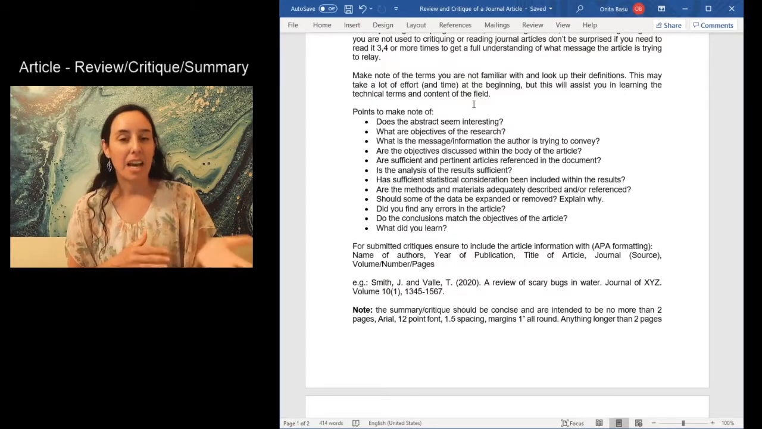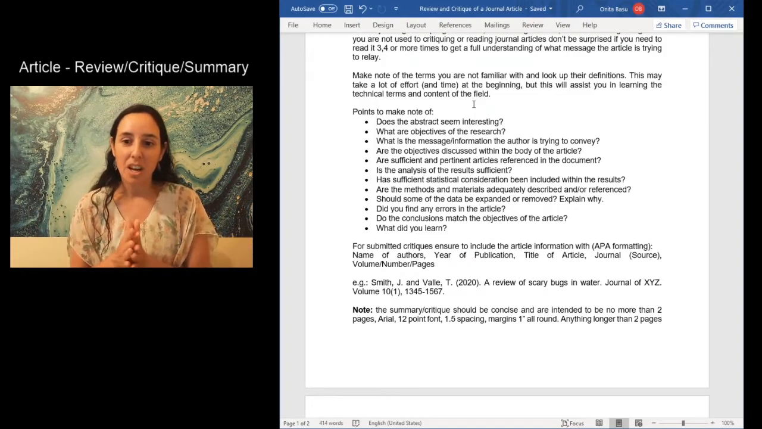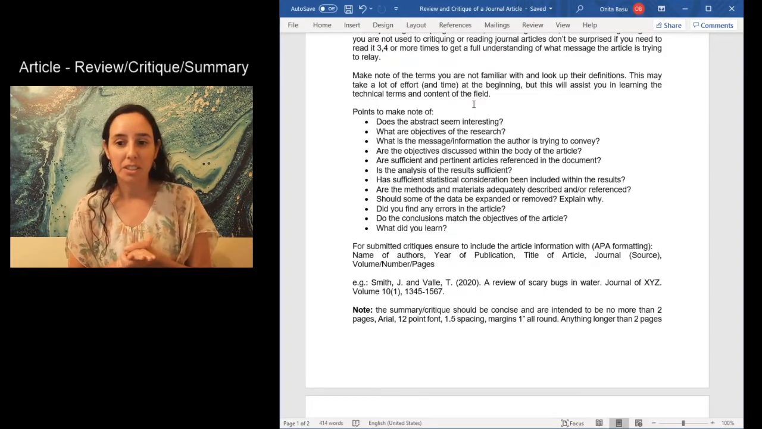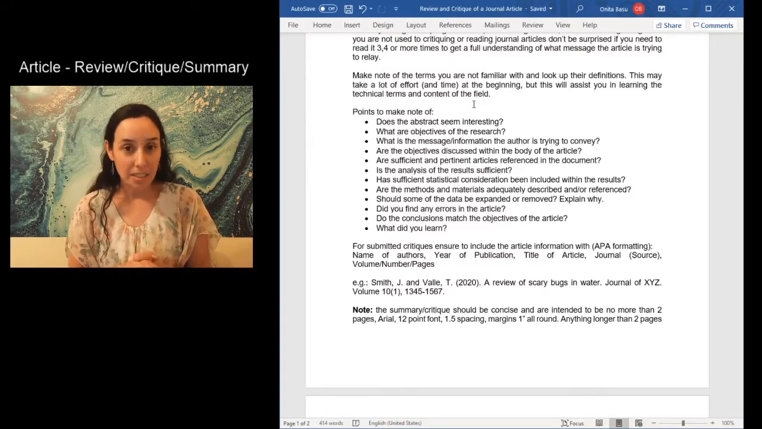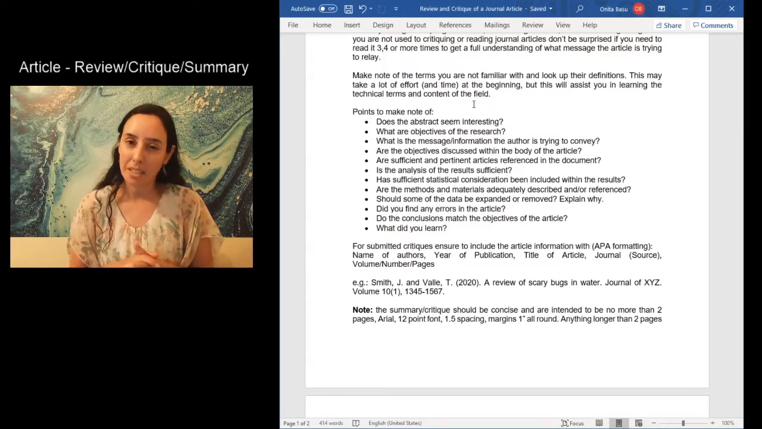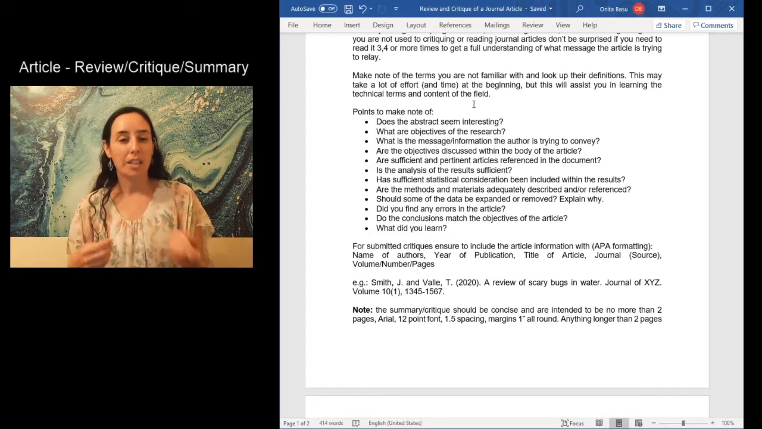Is the analysis of the results sufficient? Like, did you learn enough? Do you have extra questions? Has sufficient statistical consideration been included? Some data is more easy to assess with a statistical analysis, and some is more challenging, but just something to keep in mind in terms of reproducibility.